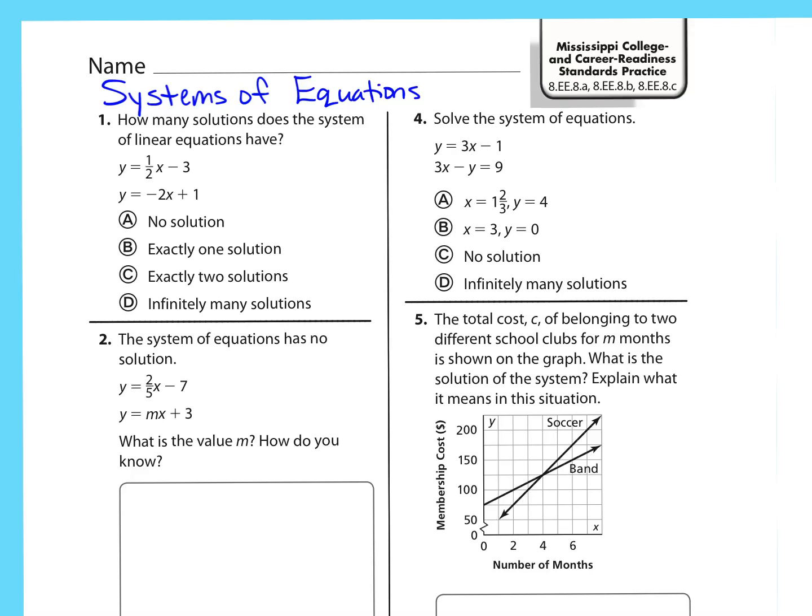Standard 8.EE.8 is about systems of equations. There's actually 3 standards within one, and basically they include problems where you're just finding the solution. You can be finding it through graphing, or you can find it algebraically through either using substitution or elimination. And then there's problems that also deal with real-world situations. So we're going to start with problem number 5.